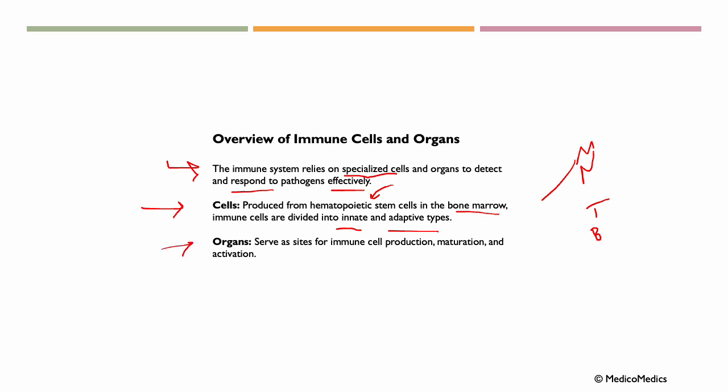Then we have the organs, of course. These serve as sites for immune cell production, maturation, and activation. For example, in the bone marrow, we have immune cell production. In the thymus, we have the maturation of our T cells.